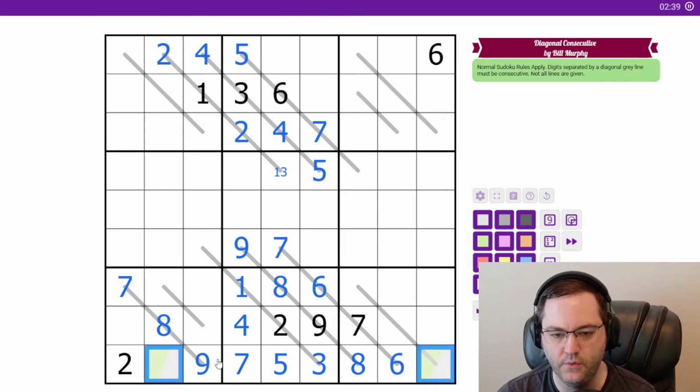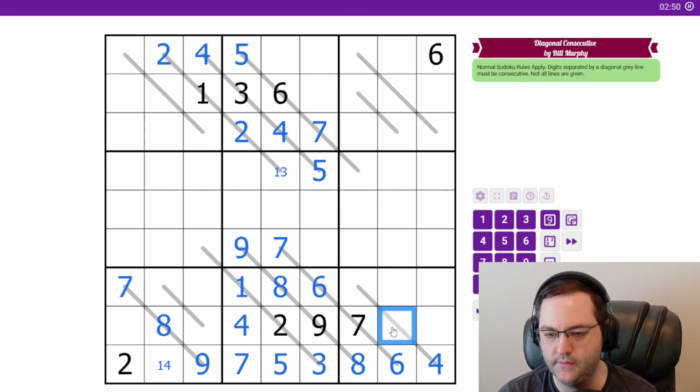So these are 1, 4. That is colors. That is not what I was trying to do. 1, there's no 2 available, so this is 4. It can't go 4, 5, 6 because of the 6, so it must go 4, 3, 2. This is 1 now.